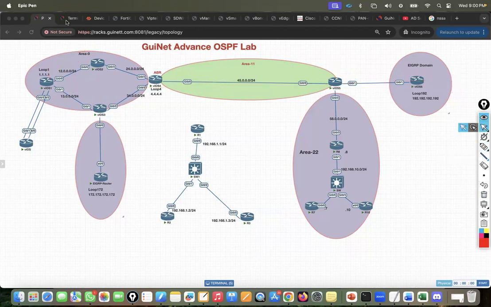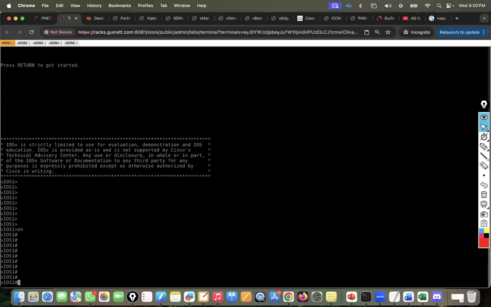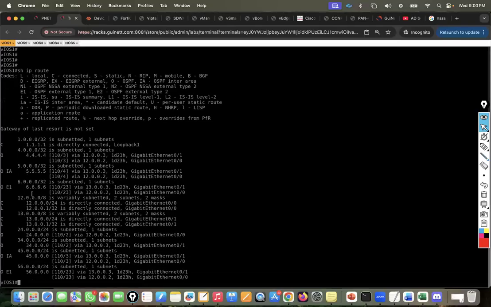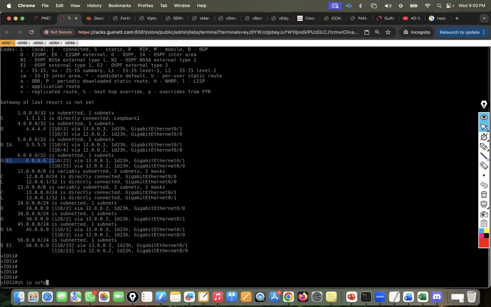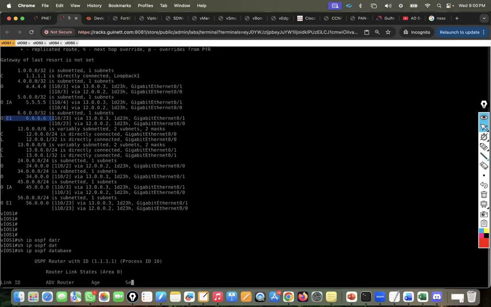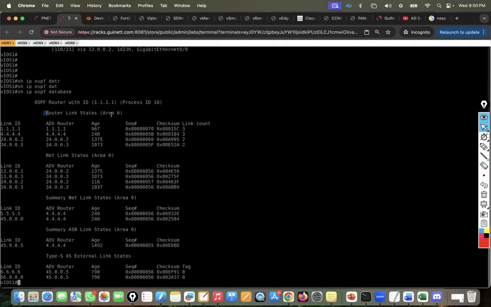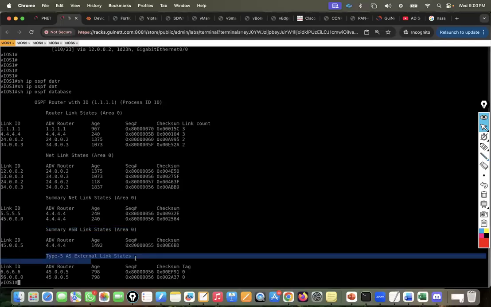Let me first see if 5 and 6 are available or not. I'll go in R1. Show IP route. See, 5 is coming and 6 is also coming. Okay. So yes. Then here, show IP OSPF database. Click it here. So see, this is the router link LSA. This is the LSA 1. Okay. Net link LSA, LSA 2. Clear? Summary LSA, LSA 3. ASBR summary LSA, the LSA 4. ASBR, LSA 5.